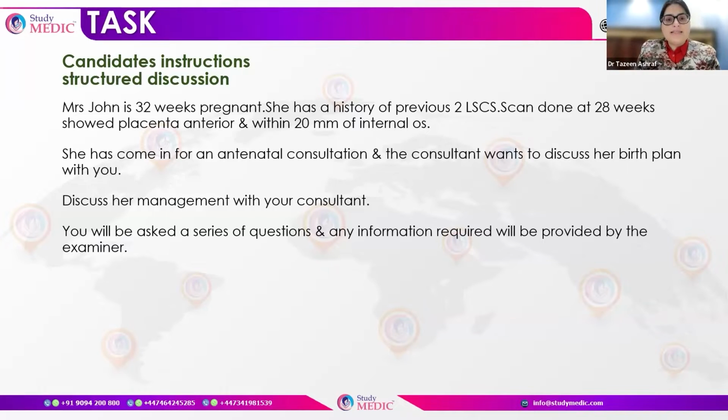Okay, as this is a case of Mrs. Johnny, who is in her third pregnancy with history of previous 2 lower segment cesarean sections. So in this patient, as we start from the beginning, the obstetrical history of the patient is important. What were the previous reasons for her cesarean sections, what was the type of the scar, whether it was a lower segment cesarean section or classical cesarean section, and any intraoperative or post-operative complication.